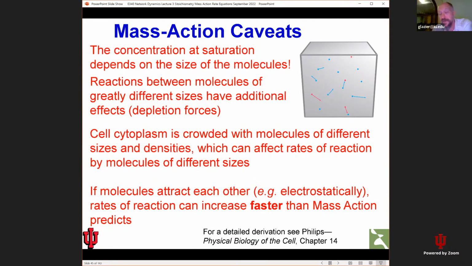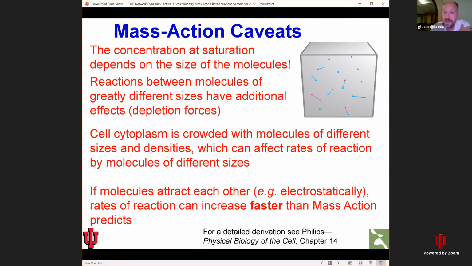Okay. If you have 2 molecules that are very different in size, which happens a lot in biology, you have a big globular protein and you're going to attach a tiny phosphate group to it. There are entropic effects, which are called depletion forces, that affect how easily the 2 molecules come together. It's not symmetrical anymore. Getting 2 big molecules together is harder than getting 2 small molecules together. If I have a big molecule near a small molecule, the small molecules tend to want to get next to the big molecule.